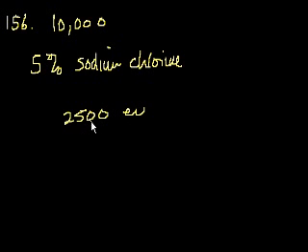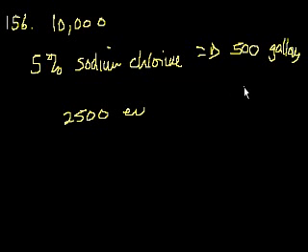So they're essentially saying, well, if water evaporates, the salt in the solution doesn't go away, right? The salt doesn't evaporate with the water. So if we're 5% sodium chloride, what's 5% of 10,000? 5% of 100 is 5. 5% of 1,000 is 50. 5% of 10,000 is 500. So you could say there's 500 gallons of sodium chloride.